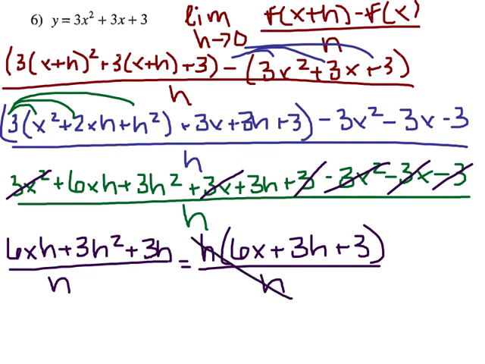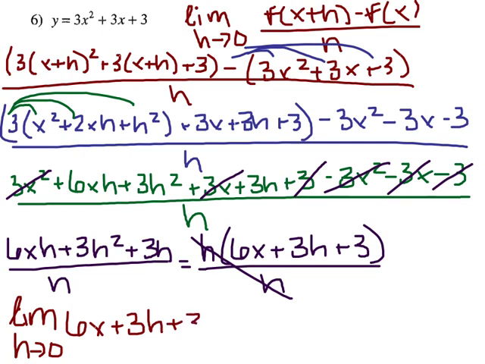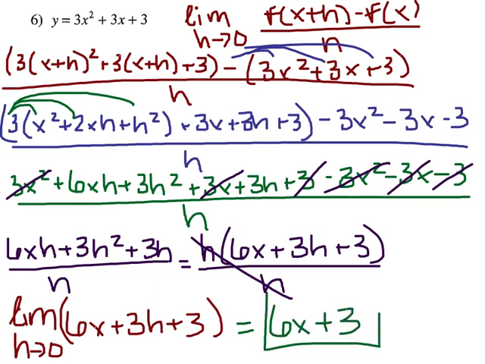Our h's cancel out, and our final answer will be the limit as h approaches 0 of 6x plus 3h plus 3. We have no domain restrictions here, so we can just plug in 0 for h, and we will be left with 6x plus 3. That is our derivative at this point.